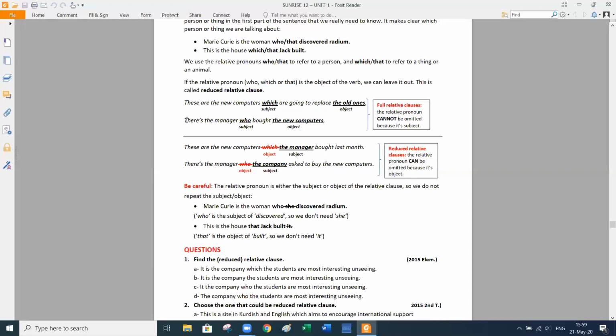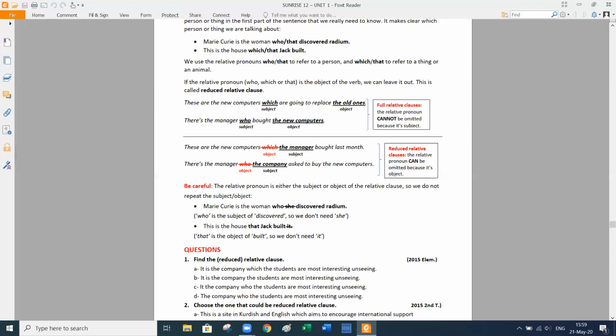Another one, there is the manager who bought the new computers. Who bought the new computers is our relative clause. Who is our relative pronoun? And we know that it is a subject. Why? Because it comes immediately before the verb. This is the verb, bought. Who comes immediately before the verb? So we say that the relative pronoun who is the subject.